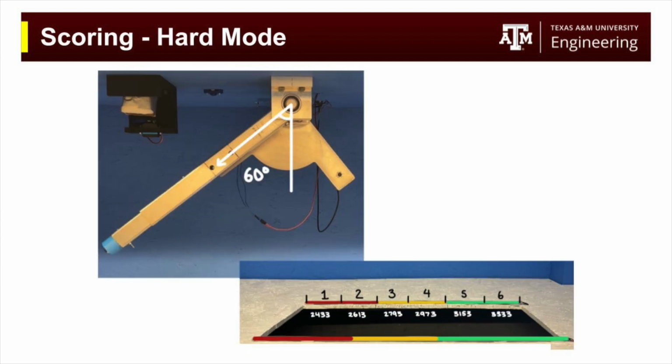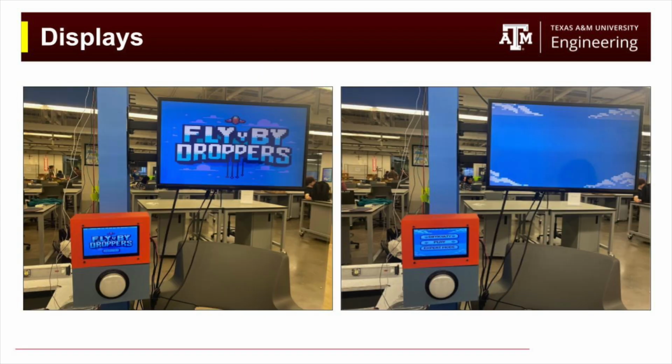For example, hard mode is released at 60 degrees, which is the closest to the horizontal. It has the largest and fastest swing, making it harder to accurately aim the ball into the farthest zone in the slot. Our user interface includes a TV display, a touch screen that is attached to a Raspberry Pi, and this is what the staff is going to use to start up the game.